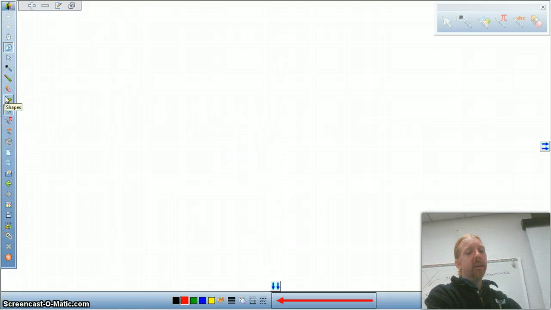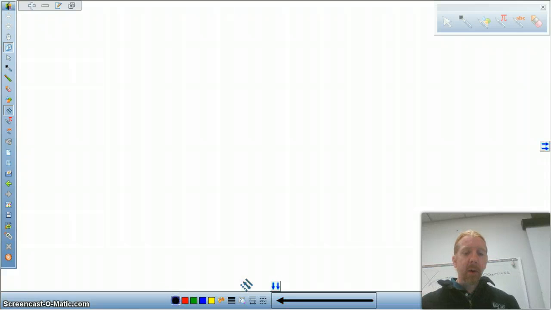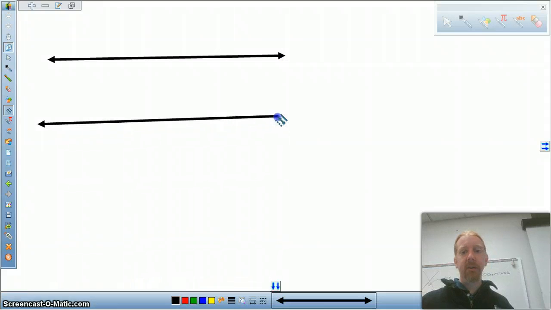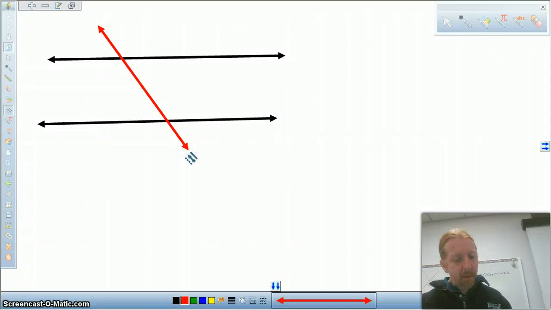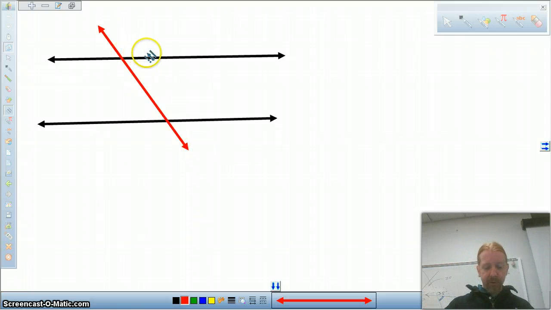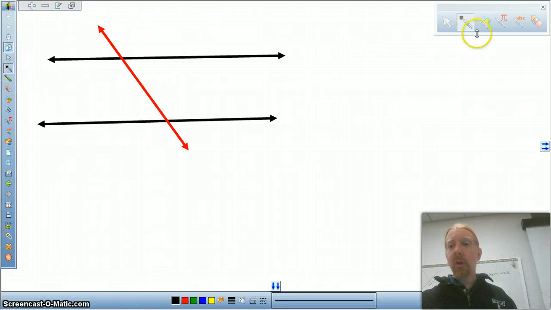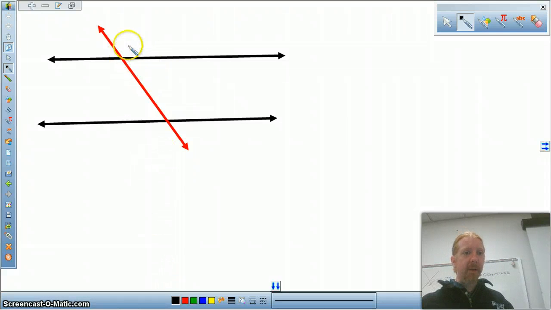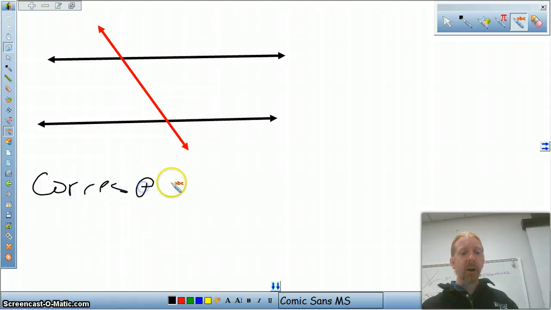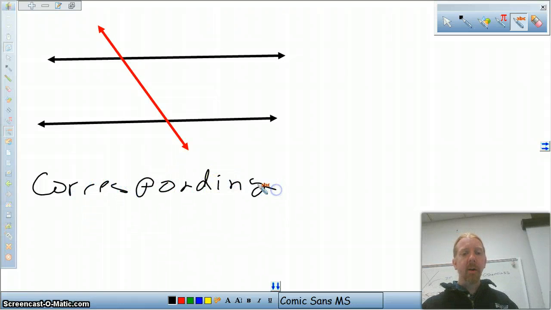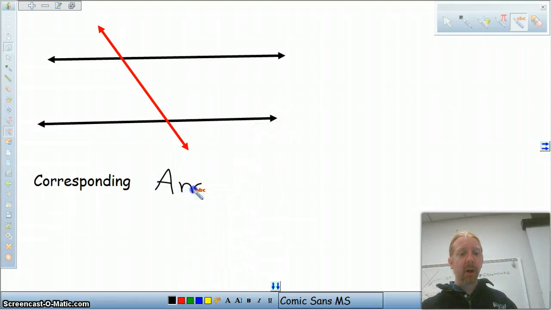Now, first we had a collection of postulates and theorems built around the idea of two lines being parallel. So there's our sketch in order to have our conversation. Specifically, I'm talking about the corresponding angles postulate and then the three theorems that follow from that. For example, the corresponding angles postulate says that if two lines are parallel, which these two lines are, so I have my two parallel lines.